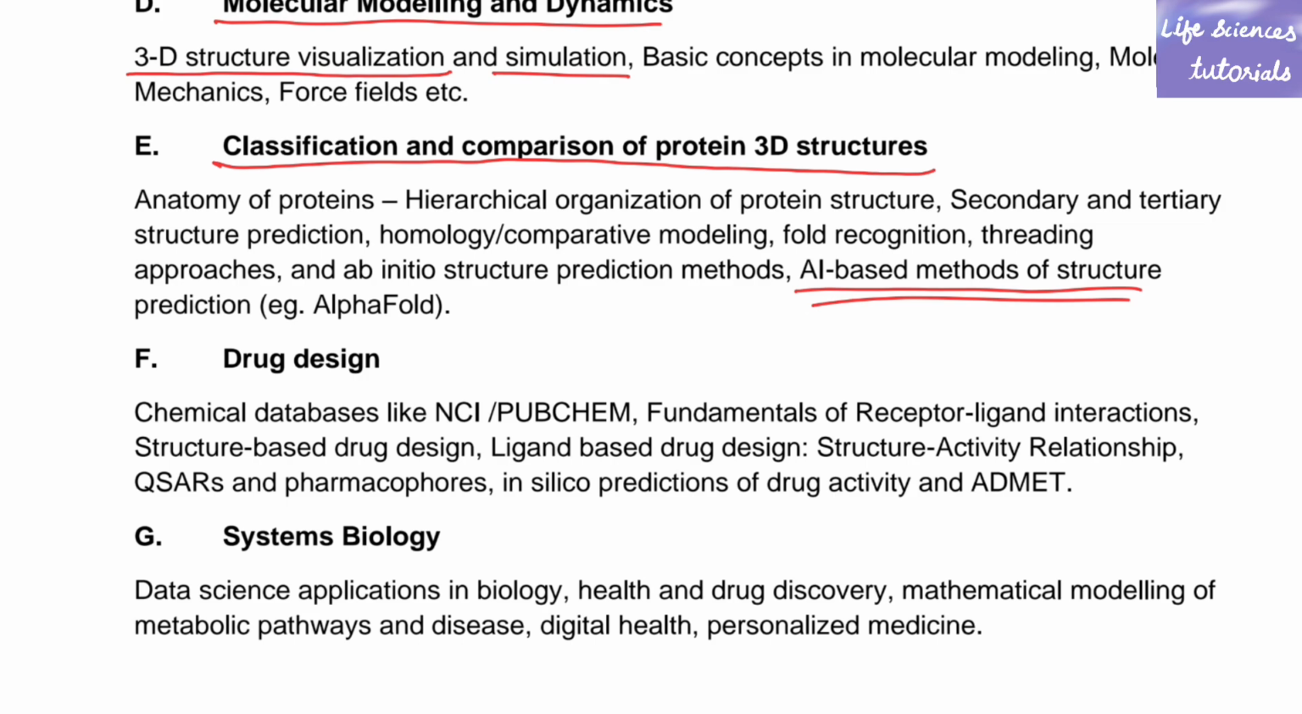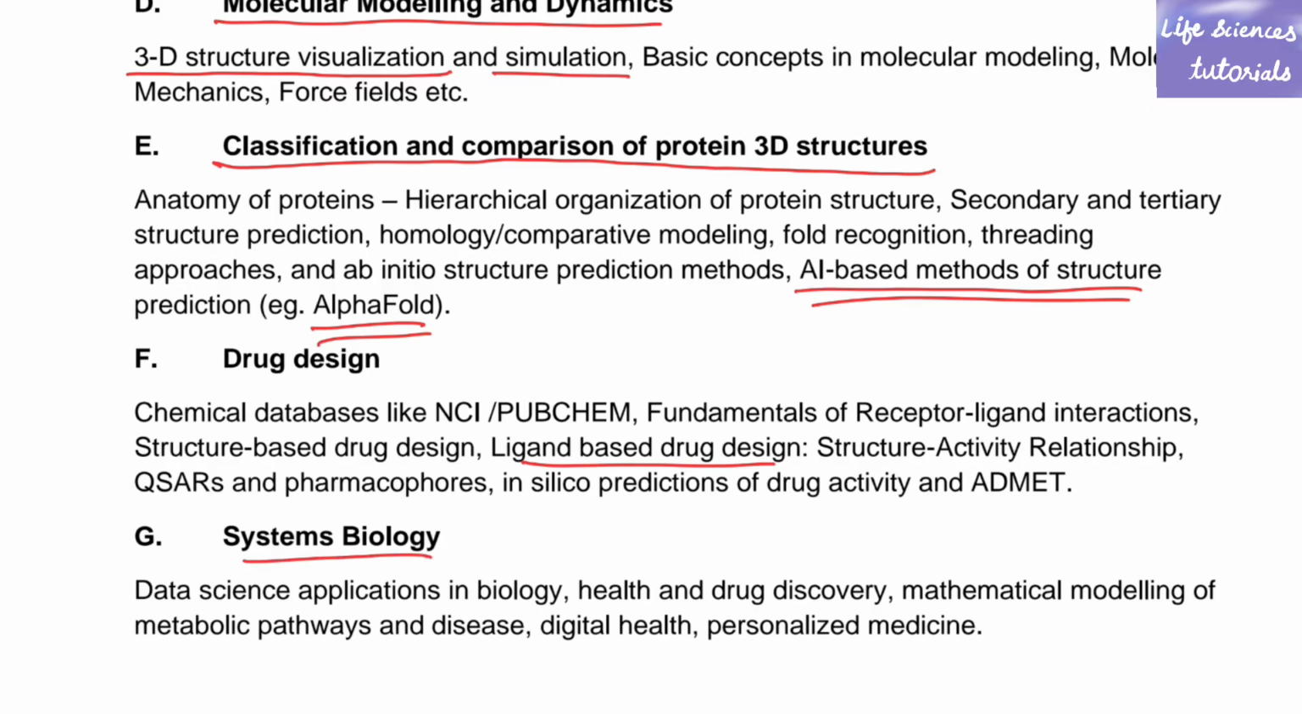So again, different models for this. AI-based methods, okay, this is also very important to predict different structures, like AlphaFold. So if you want to do research, you want to do a PhD, then somewhere in your research you may need to use the tools of bioinformatics. So at least you should be aware of what bioinformatics is and what the important tools are. Drug design, again, what are the various databases available, what software do we use, how to do it, all these ligand based drug design topics have been mentioned.